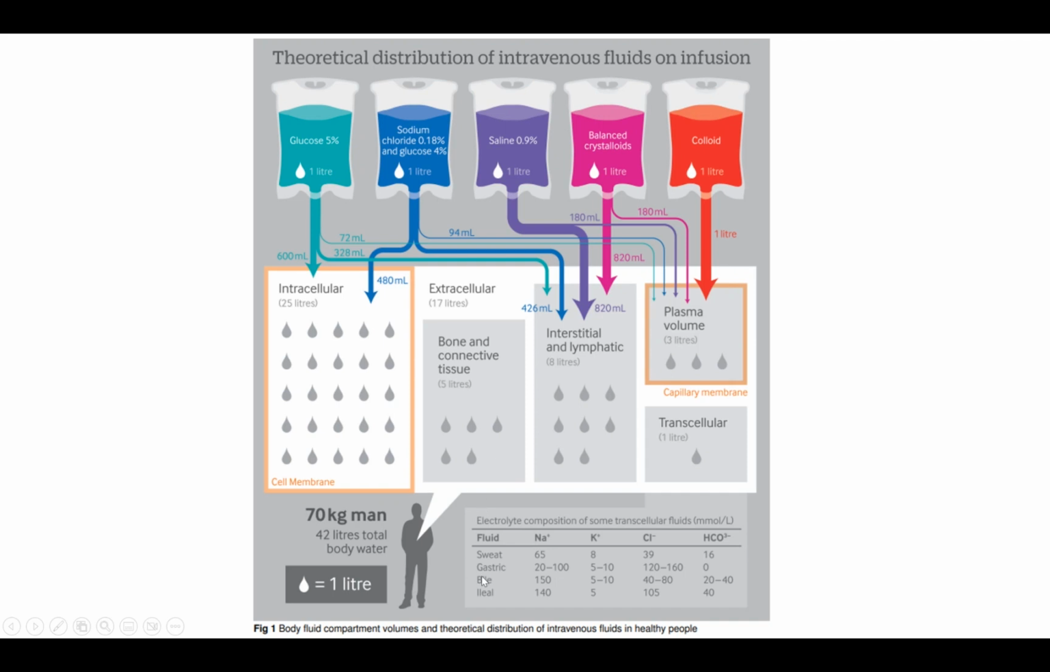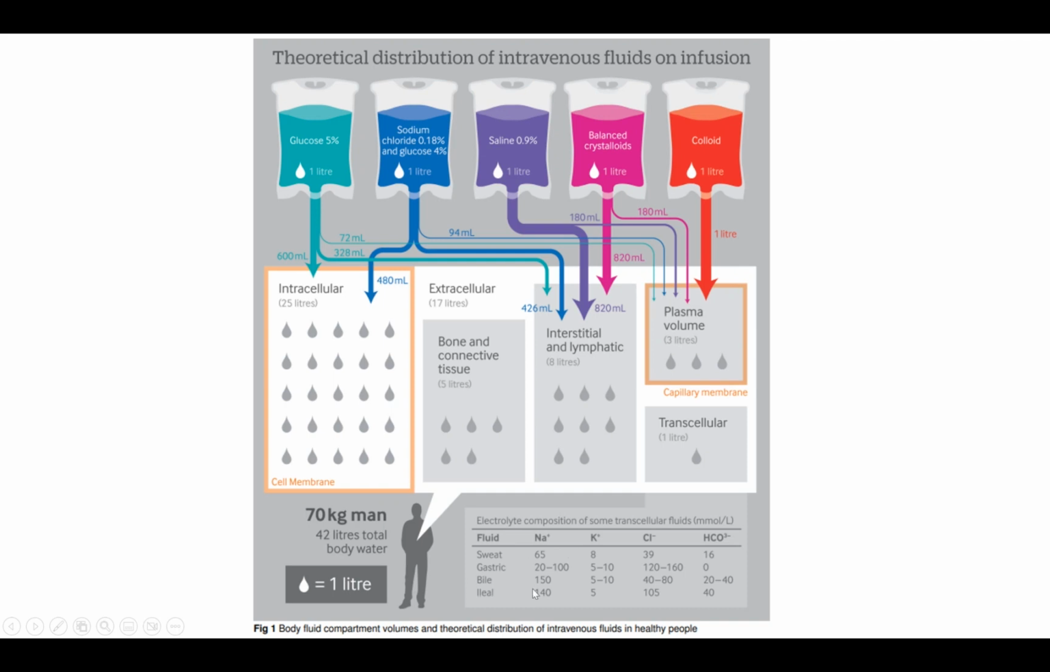It's also important to understand the electrolyte composition of different body fluids. For example, sweat would have 65 millimole per liter of sodium, compared to gastric, which is about 20 to 100. What does it mean? If we lose 1 liter of fluid through sweat or gastric content, we're going to lose more water than electrolytes or sodium. That means the patient is going to end up with hypernatremia with dehydration.